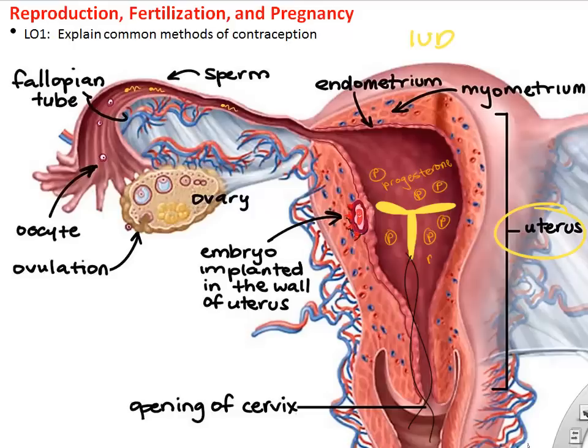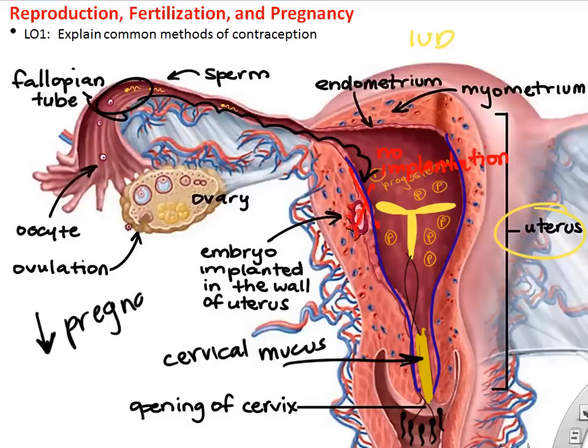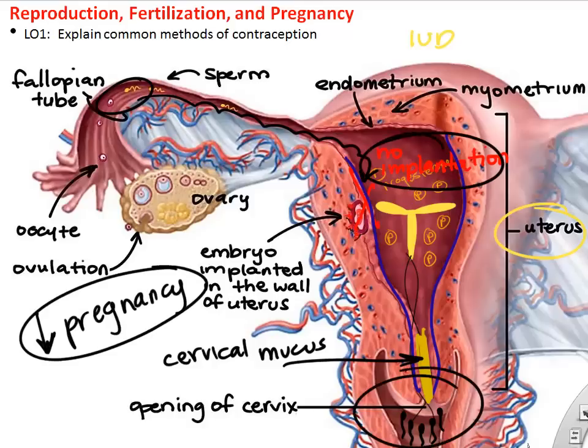One popular IUD actually secretes low levels of progesterone, and those low levels of progesterone prevent, if there ever is an oocyte that's fertilized, implantation in the uterus by changing the receptivity of the uterine lining, the endometrium, to that implantation. And also the progesterone changes the cervical mucus so that there isn't as much access of sperm to make it through the cervical canal.